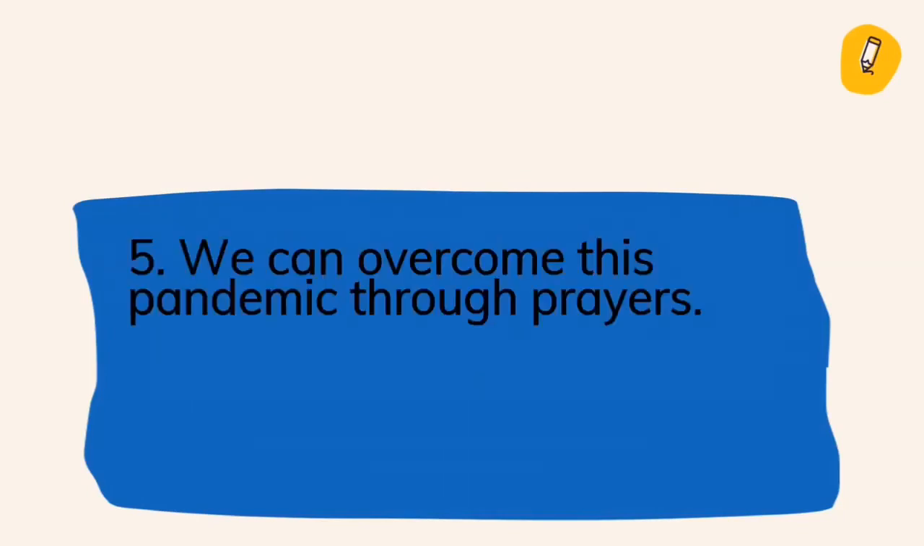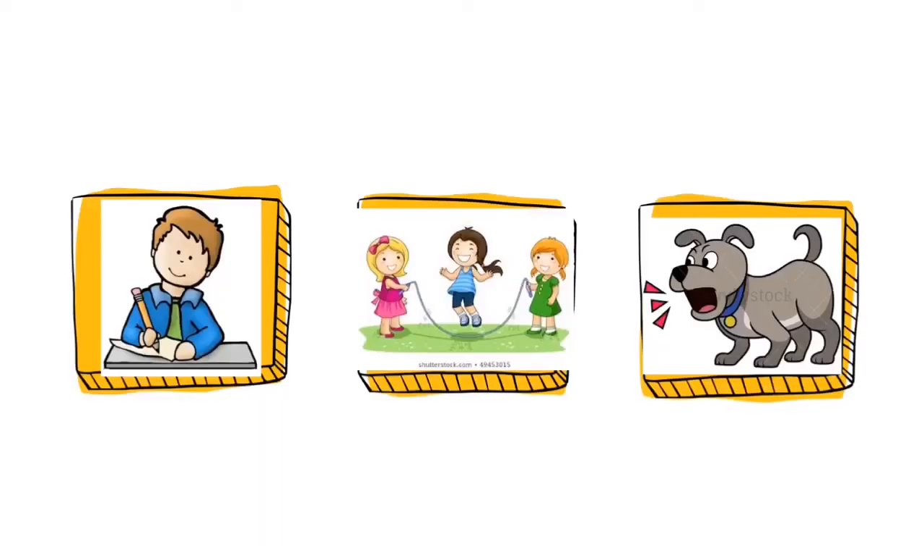And number 5, we can overcome this pandemic through prayers. Sentence or not? Exactly. S. It is a sentence. Very good. Now, let us try to examine these pictures and construct our own sentences. Remember to apply the characteristics of sentences that you have learned earlier.